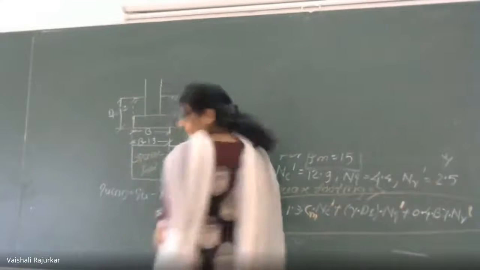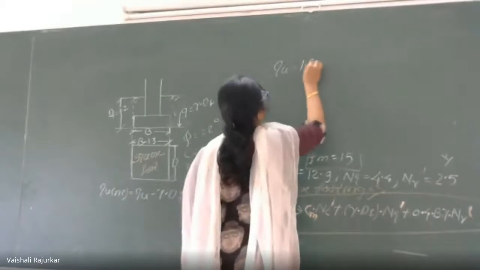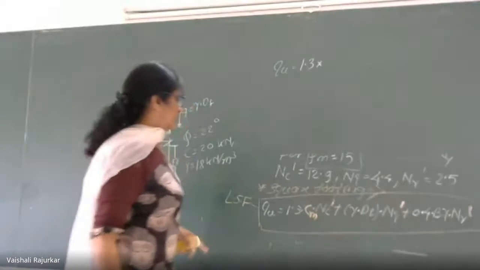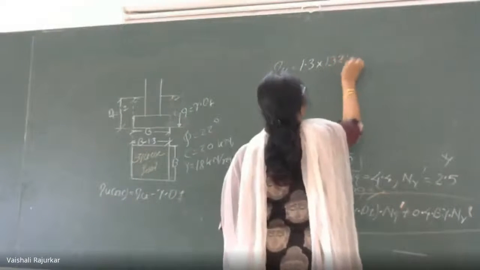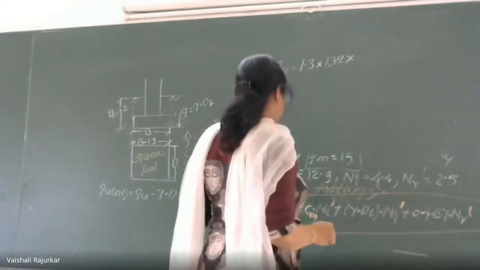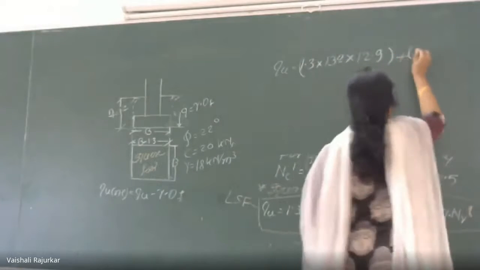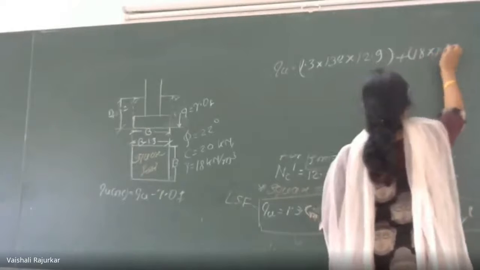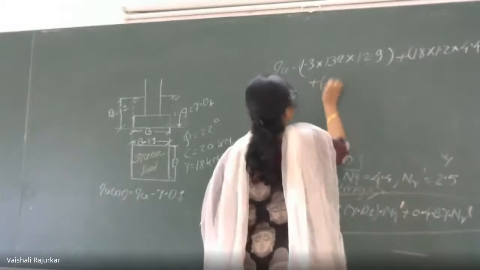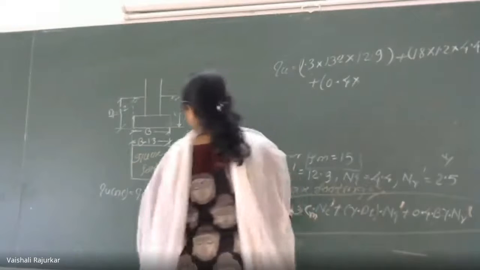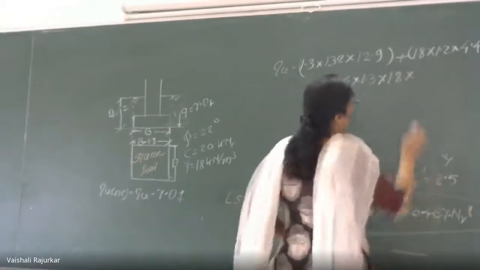So here, this qu is equal to 1.3 into c is 13.2 into Nc is 12.9, then plus gamma is 18 into 1.2 into Nq is 4.4, plus 0.4 into B is 1.3, gamma is 18 and N gamma is 2.5.